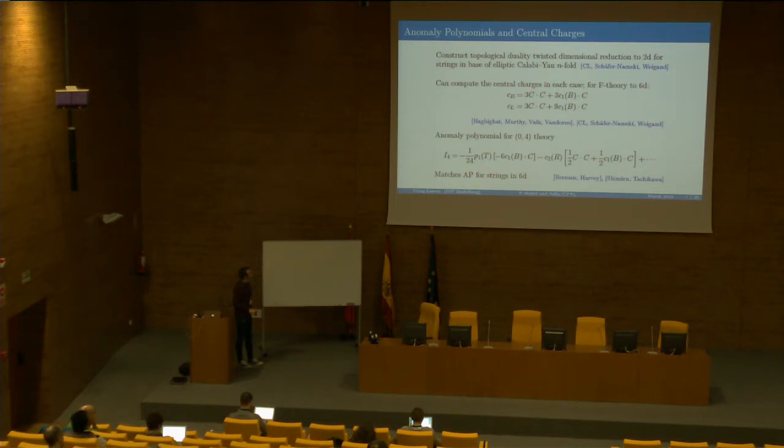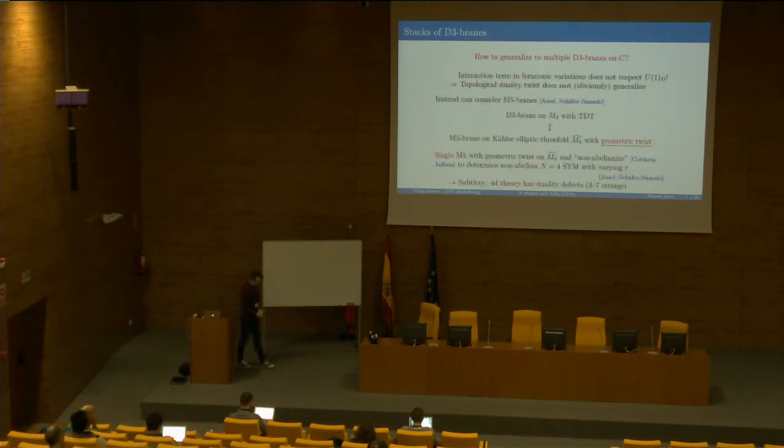So, okay, great. Now, how do we generalize this to multiple D3 branes? Well, this U(1)_D is actually violated by the interaction term in these fermionic variations. So there's no obvious extension of this topological duality twist to non-abelian N=4 super Yang-Mills.